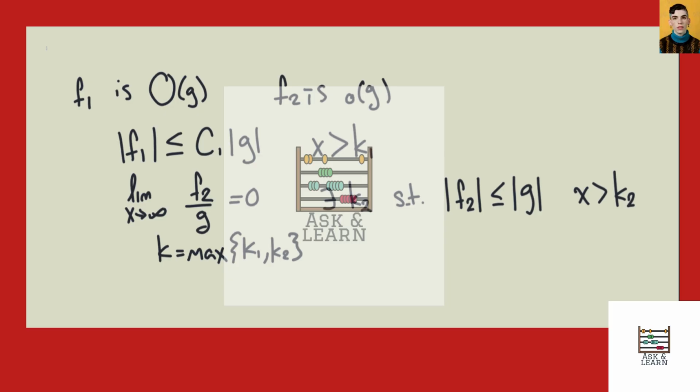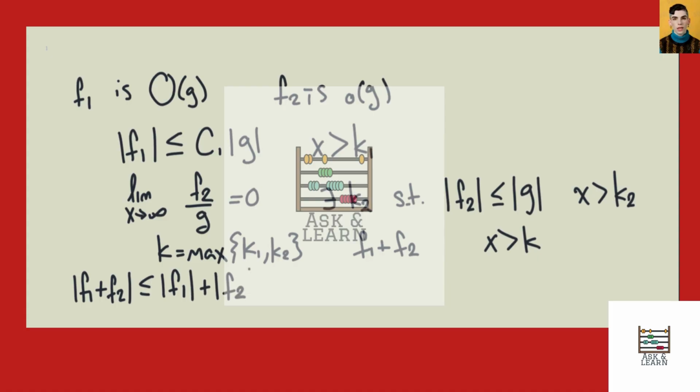okay, then for the function f1 plus f2, when x is greater than k, we will get that the absolute value of f1 plus f2 is less than or equal to the absolute value of f1 plus the absolute value of f2, which is less than or equal to c1 times the absolute value of g plus the absolute value of g, right?